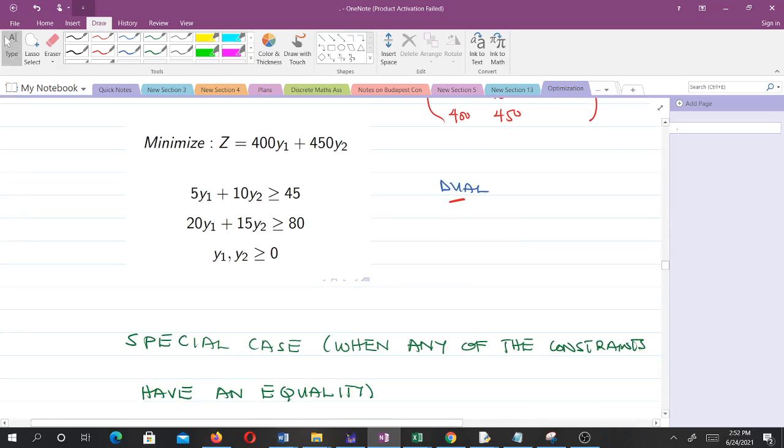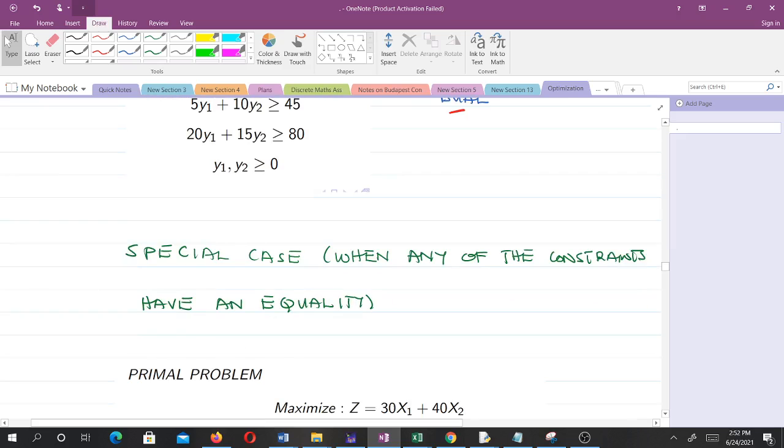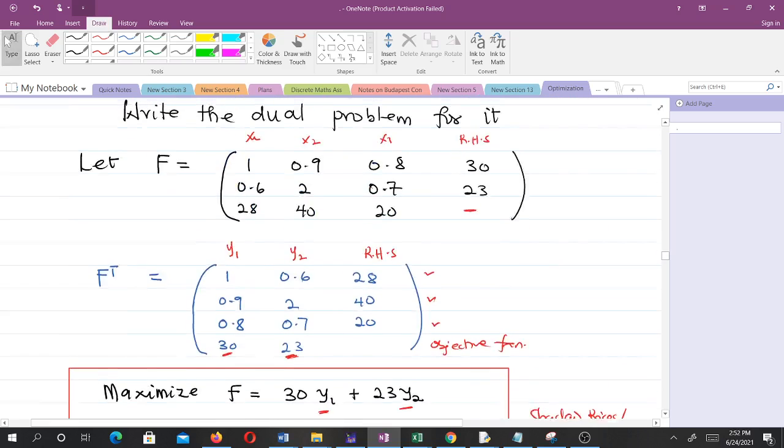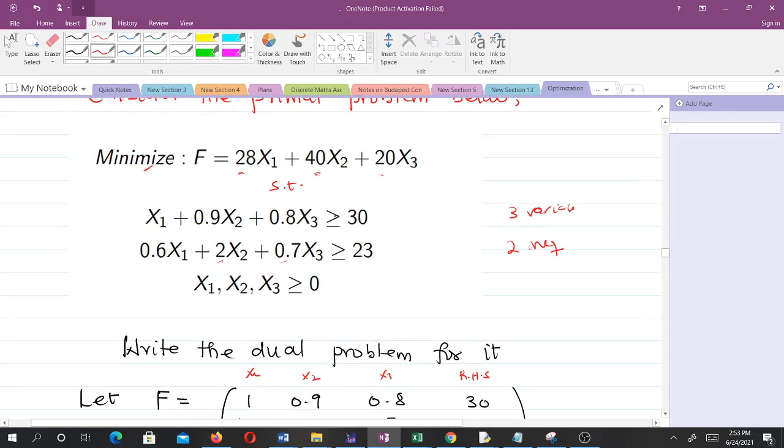So let's consider a special case. Sometimes there can be a case when some of the inequalities have equality. You could see with the two examples that we've treated, we have less than or equal to and greater than or equal to. Oh, and I left one thing out, I think. You could see that here with the original problem, the inequalities were greater than or equal to.